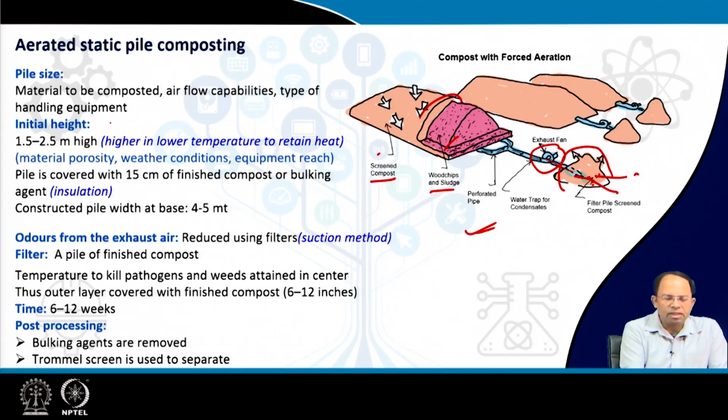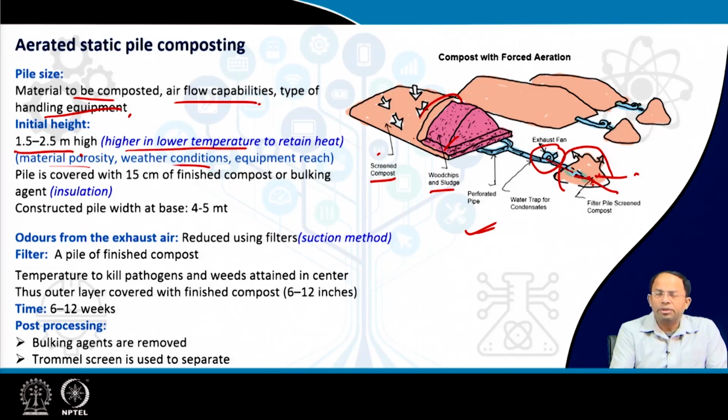So the pile size depends on what kind of airflow capability we have got, what type of handling equipment we have got, and what kind of material is being composted. The height is around 1.5 to 2.5 meters, and it depends on material porosity, weather conditions, equipment reach. So all this plays a role in determining what height you will create these piles. And sometimes we have to make higher compost piles so that in case of lower temperature, we want to retain the heat. So in that case, we can create a pile which is higher in size.